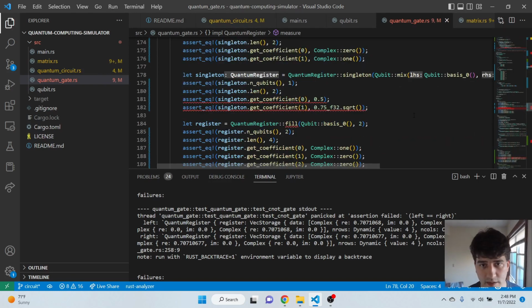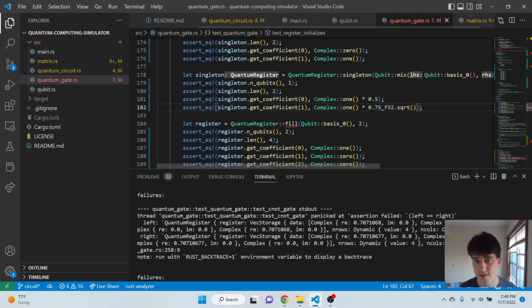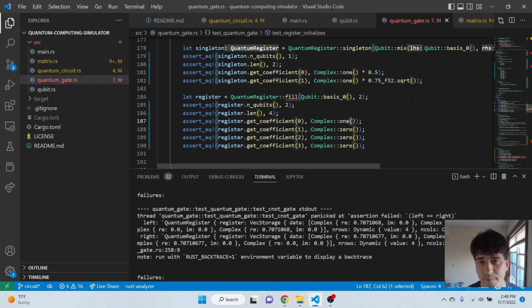To binary, we still need to implement. Get coefficient needs to be complex 1 times 0.5. This needs to be complex 1 times 0.75, square root of 0.75.